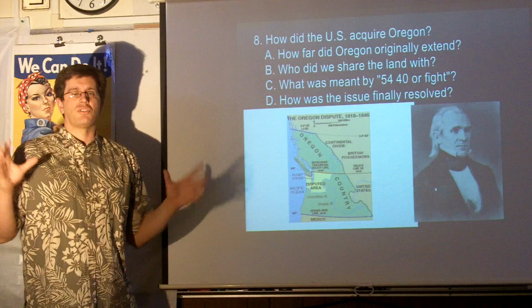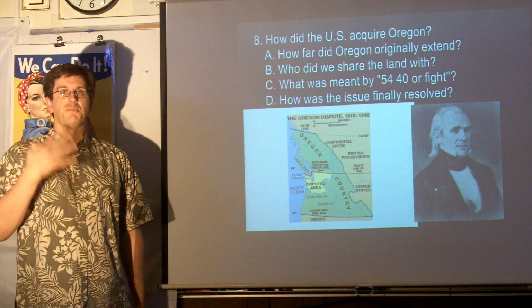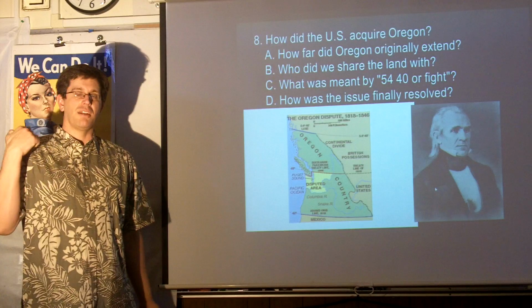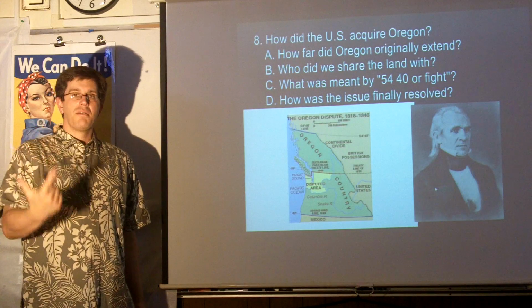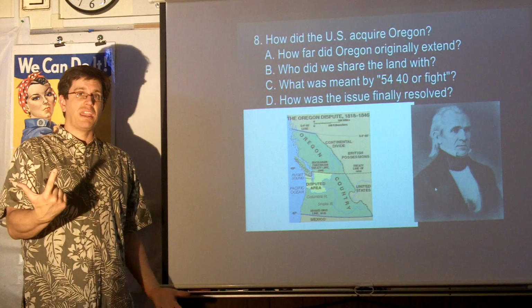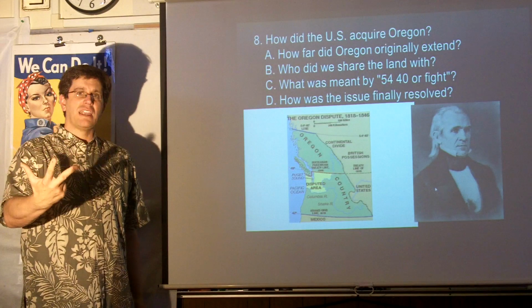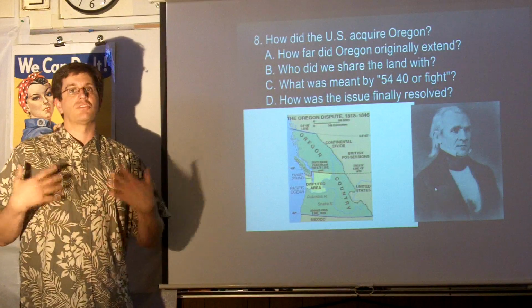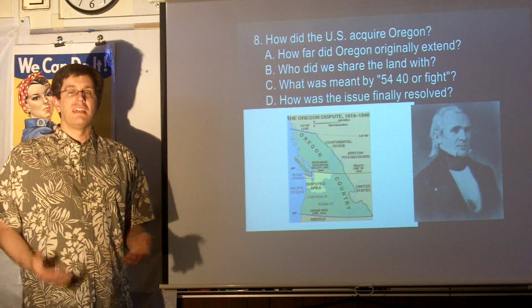This Oregon territory or area was originally claimed by 4 different countries. In the early 1800s, it was claimed by Russia, Mexico, or Spain initially, the United States, and Great Britain. There weren't huge conflicts because there weren't a lot of people there.